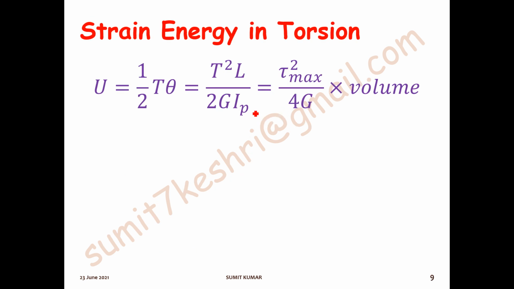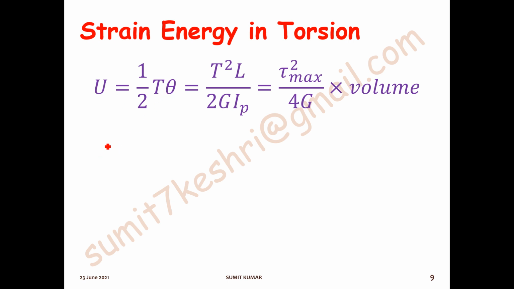Now the next term is strain energy in torsion. What is strain energy? The meaning of strain energy is the work done in twisting. Whatever the work done in twisting, that is called strain energy in torsion. So the formula is U equal to half into T theta.